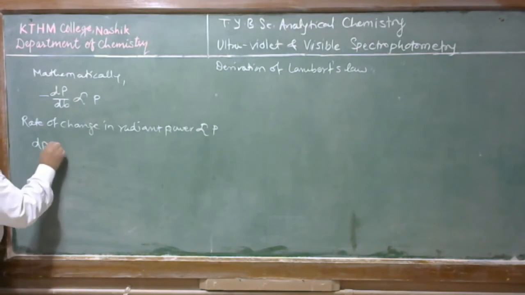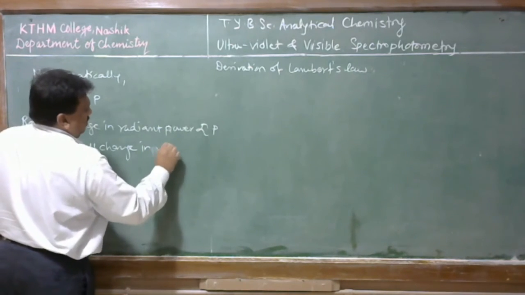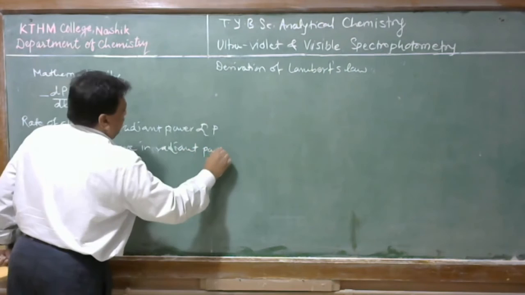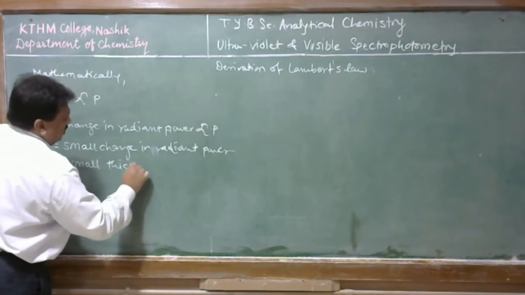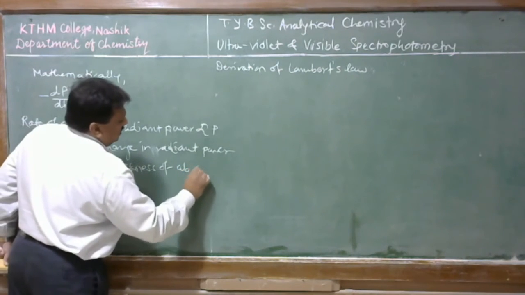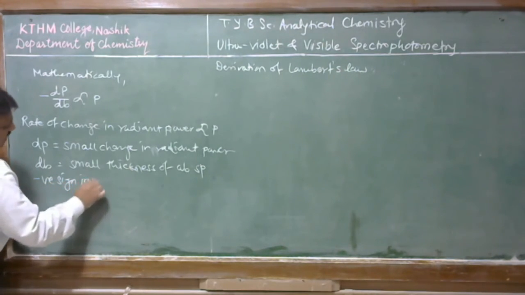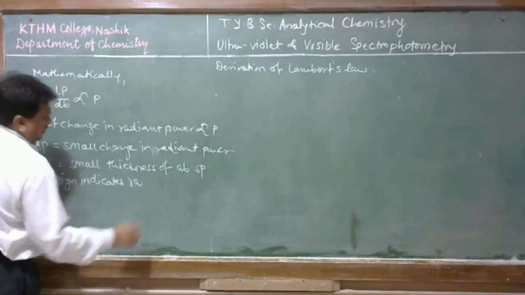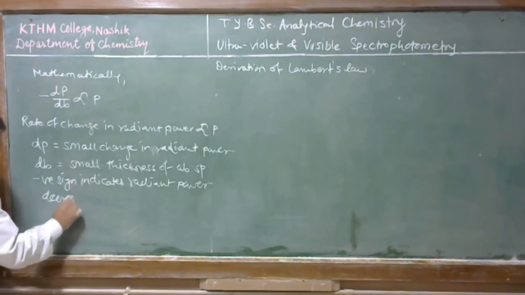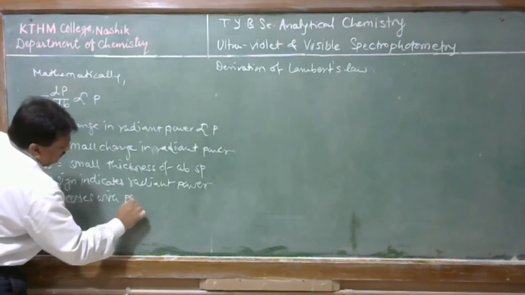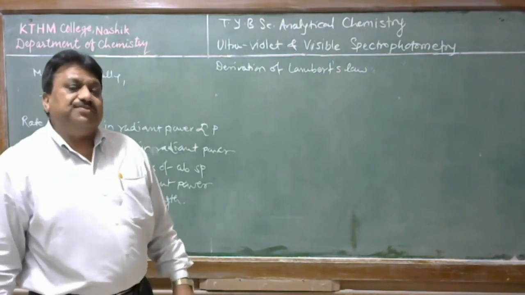In this case, dP is a small change in radiant power, dB is a small thickness of the absorbing species or solution, and here the negative sign indicates that radiant power decreases with path length, and we can derive this law for determination of absorbance of a solution.